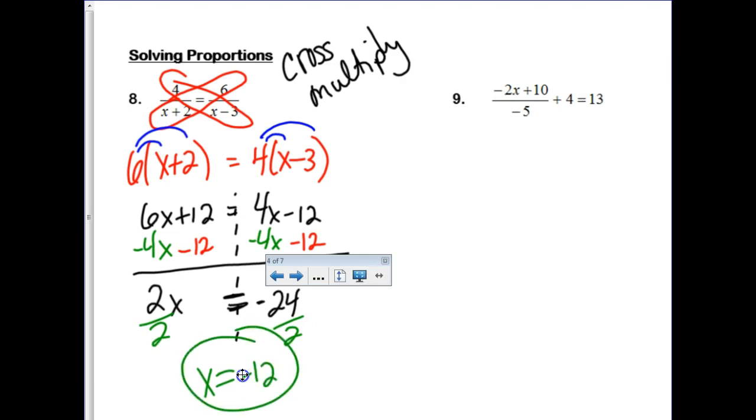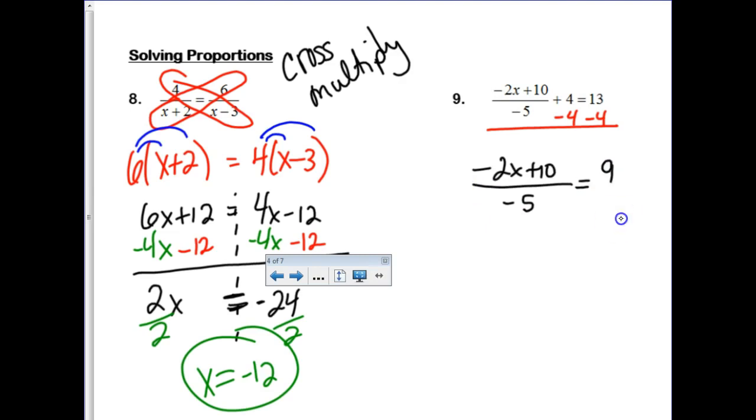Voila. 9 almost looks like a proportion. It's not quite a proportion yet. So what if we took this 4 and we moved it right away? That's what I would do. So you have negative 2x plus 10, all of that being divided by a negative 5, and it equals a 9.